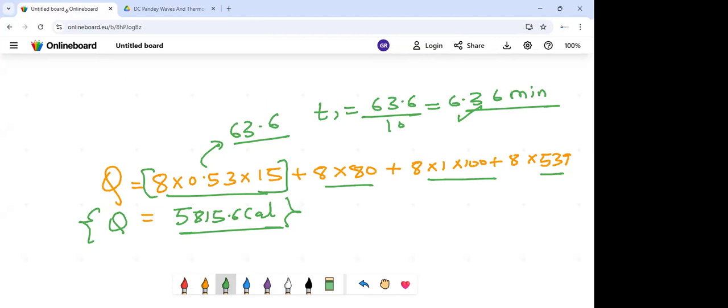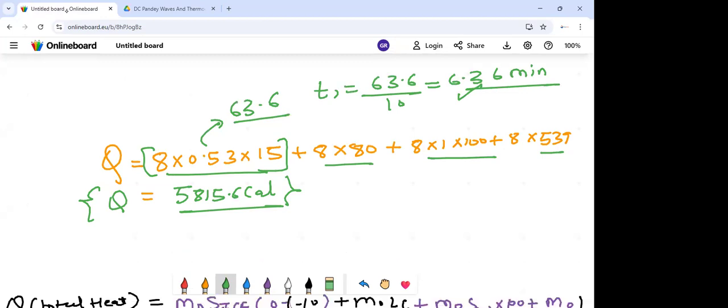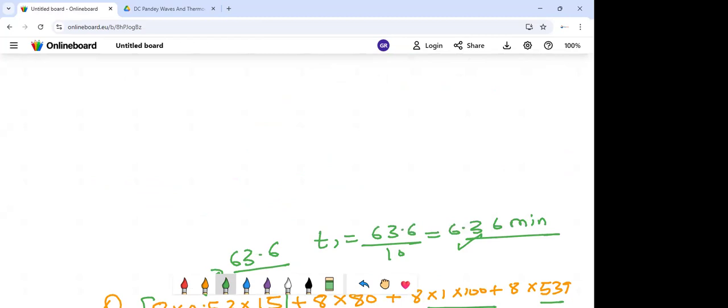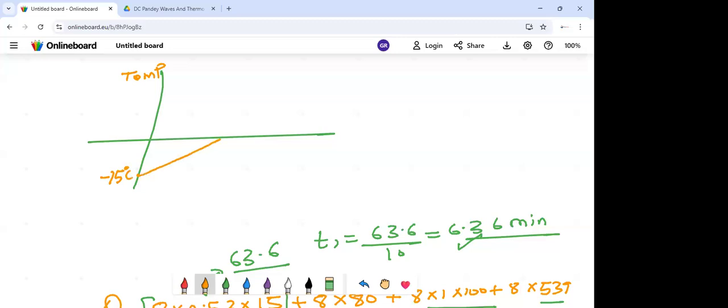63.6 divided by 10, so 6.36 minutes, right? Yes. Now when you plot the graph, your graph will look something like this. It should start from -15. This is temperature. So here you will draw -15 degree, and it will go up to 0 degree.